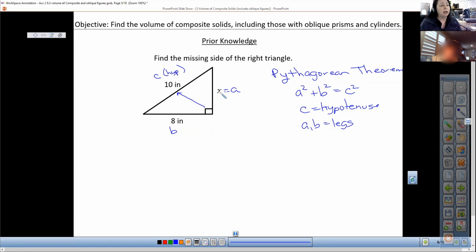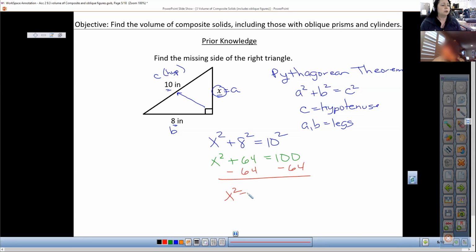Now, to find x, which is the missing side, I'd plug my x, my 8, and my 10 into this. So I have x squared plus 8 squared equals 10 squared. Then do my math and I get a 64 and 100. Then I subtract from both sides, giving me x squared equals 36. Now to get x, I have to take the square root. Again, this is the principal square root because measurements can't be negative. And so my x is 6, and its units would be inches because the 10 and the 8 are also in inches. So the missing side would measure 6 inches.